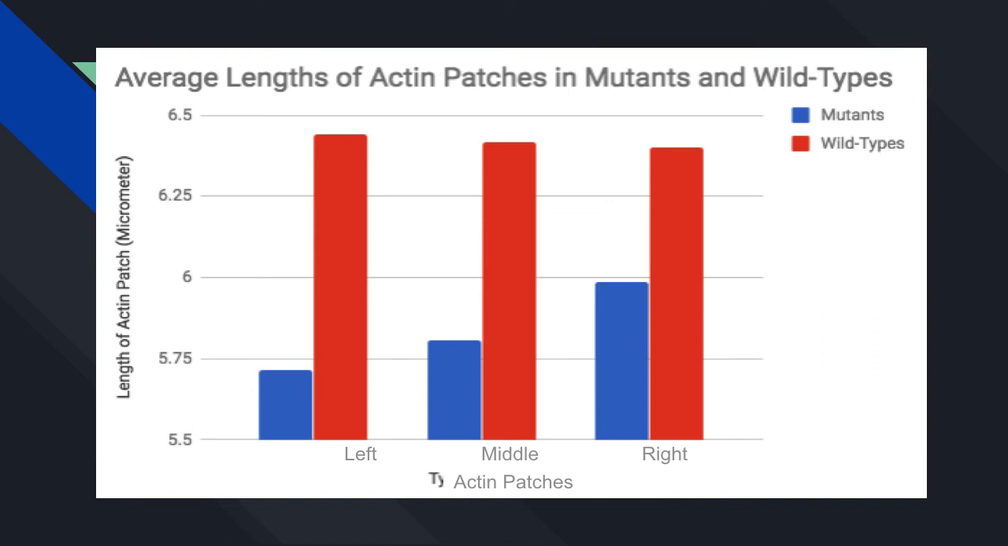The graph displays the average length of the actin patches in mutant and wild types. From the data we have collected, presented in blue are the mutant plants, and in red are the wild type plants. We can see, measured in micrometers, that the length of the wild type actin patches is greater compared to the mutant. The wild types have a larger left than right actin patch when compared to the middle length, whereas the mutant has a larger right than left actin patch when compared to the middle length.